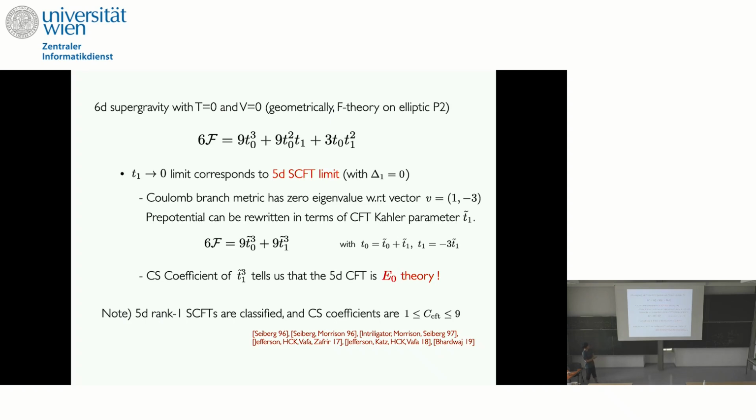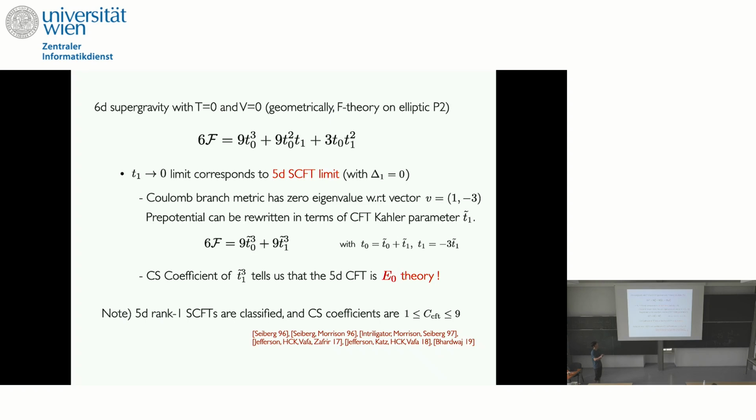Then you can compute the metric and see the asymptotic behavior or boundary behavior. Then you see the metric has 0 eigenvalue with the eigenvector (1, -3). And this vector actually denotes the direction in the Coulomb branch where the metric vanishes. So the gauge coupling diverges. So you can identify the Kahler parameter T tilde for the CFT.